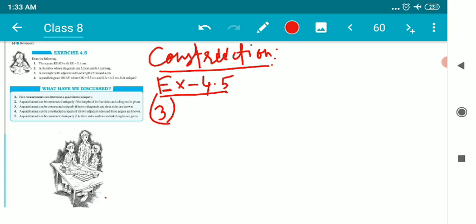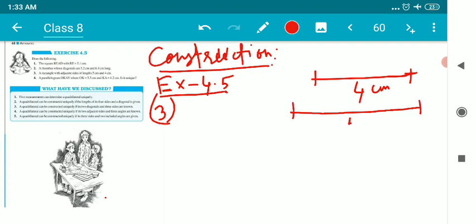So, children, the very first job is what? We need to take a line segment. I'm just taking a line segment of length, suppose, 4 centimeter. We need to take an accurate, exact measure of 4 centimeter, because this is all about construction. So the line segment should be drawn with absolute measure. And I will draw one other line segment which is measuring 5 centimeters.